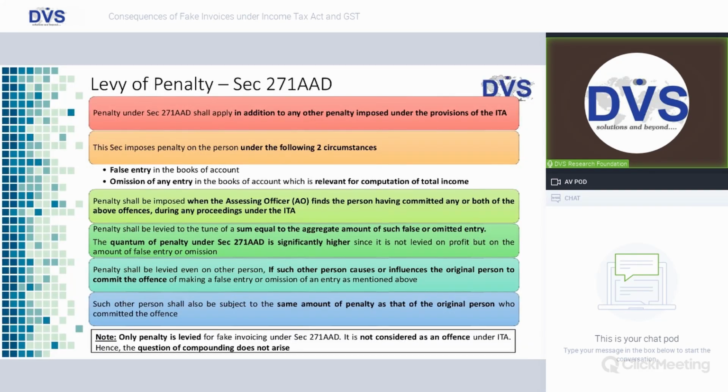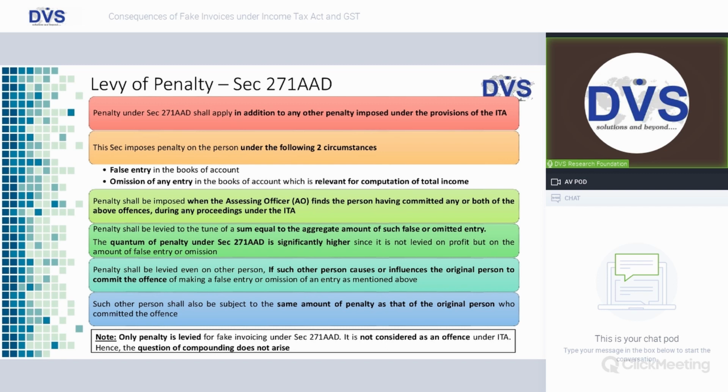Under the Income Tax Act, the levy of penalty shall apply in addition to any other penalty imposed. So it is not the case that if this offence, or this transaction of fake invoices, has been covered under any other provision, then there won't be any penalty. No, it would be in addition to other penalties being imposed.